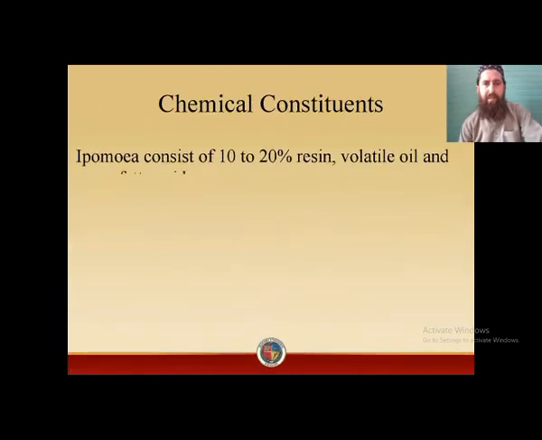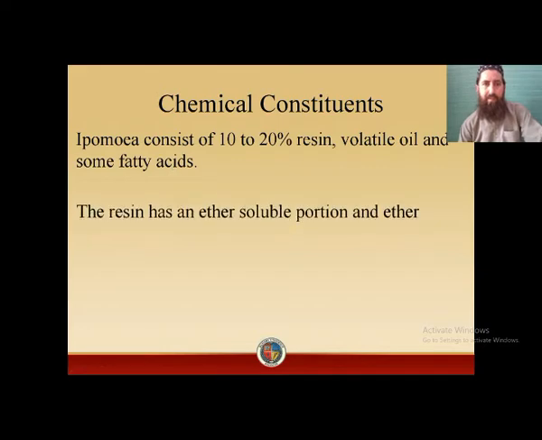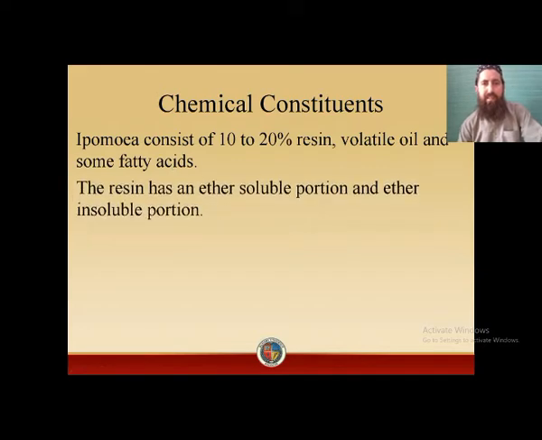Chemical composition. Ipomoea consists of 10 to 20% resin. It means that the total amount of resin is 10 to 20%. Volatile oil and some fatty acids are also present in Ipomoea. The resin has an ether-soluble portion and an ether-insoluble portion. So it means that if we dissolve the resin in ether, some part of the resin is soluble in ether and some part is not.